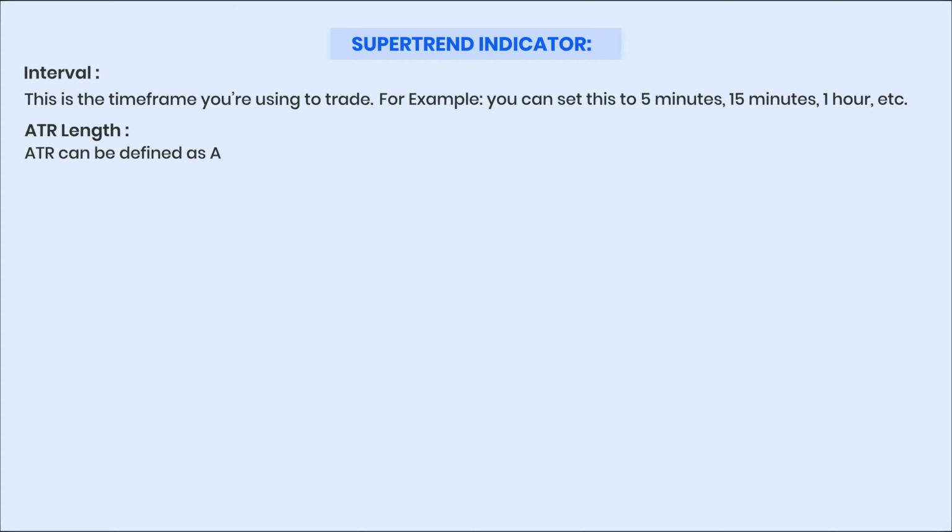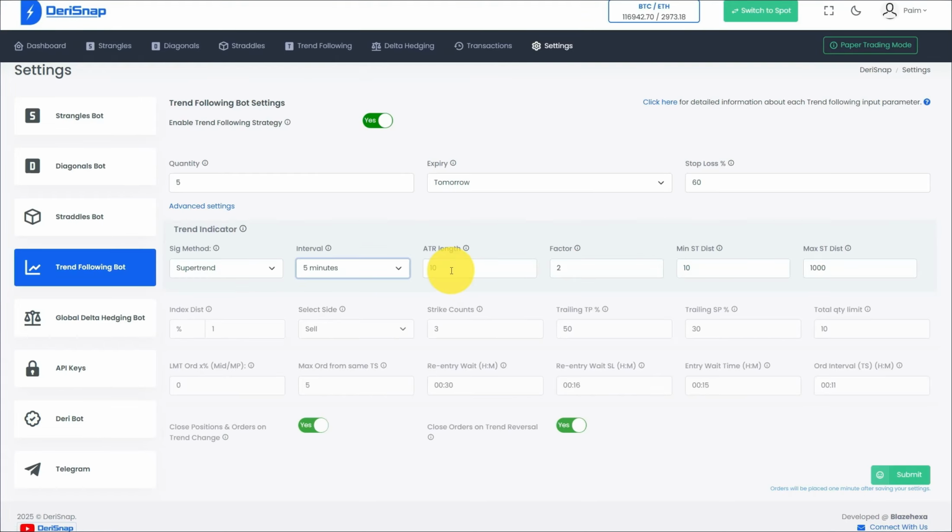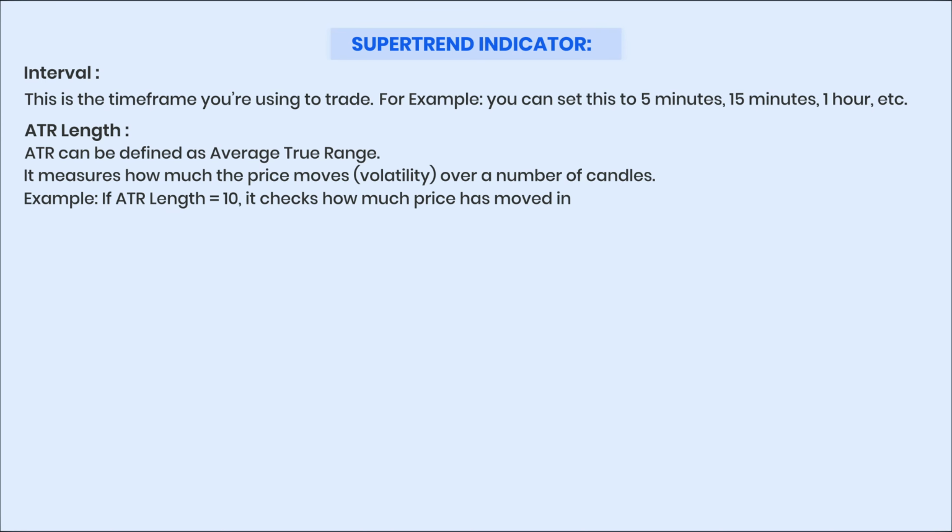ATR can be defined as average true range. It measures how much the price moves, volatility, over a number of candles. Example, if ATR length equals 10, it checks how much price has moved in the last 10 candles.